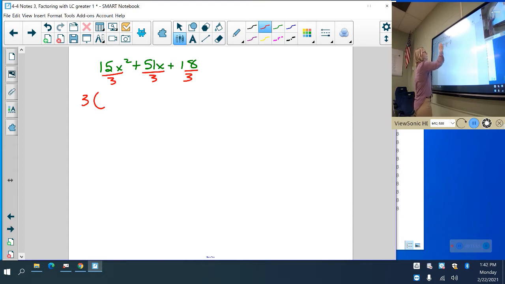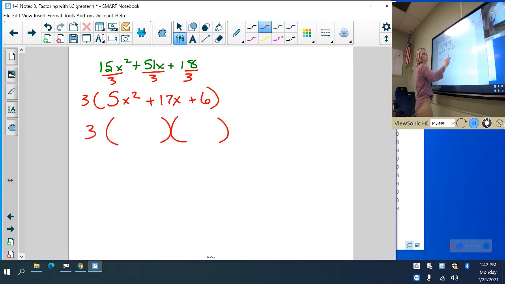If I put a 3 out in front and divide each of those by 3 like we did in the last video, 15 divided by 3 is 5. 51 divided by 3 is going to be 17. 18 divided by 3 is 6. So I did take out a greatest common factor like we did. Now we have to go ahead and factor what's inside into two binomials.